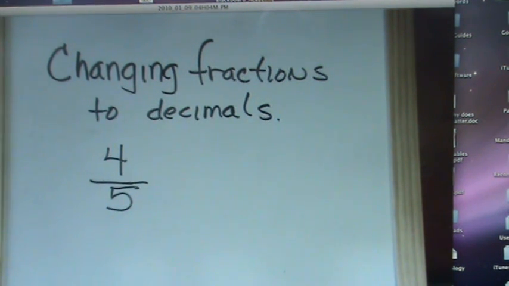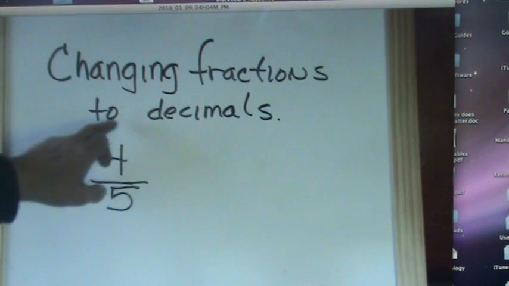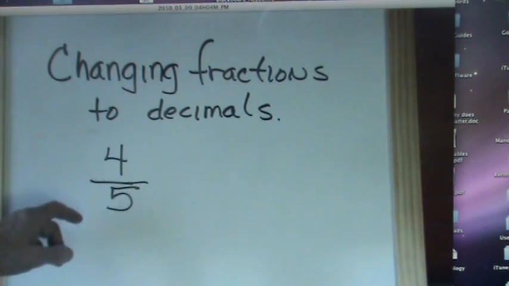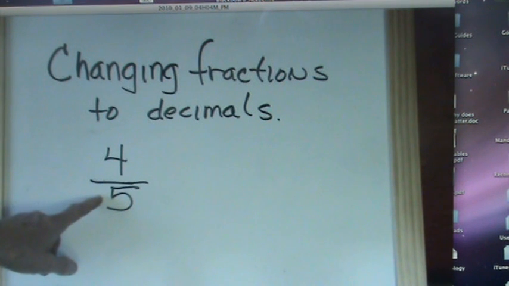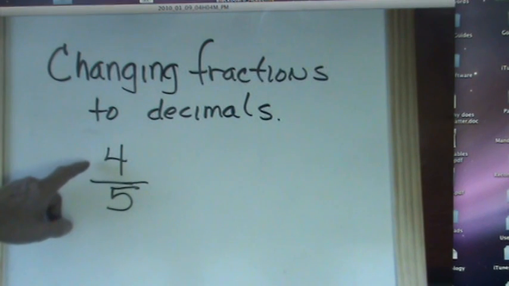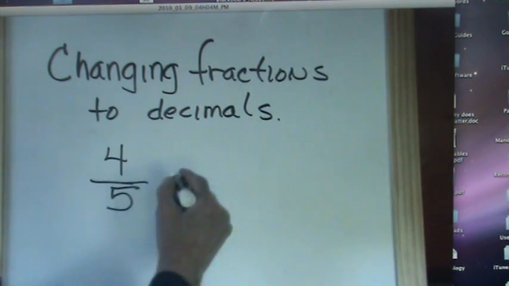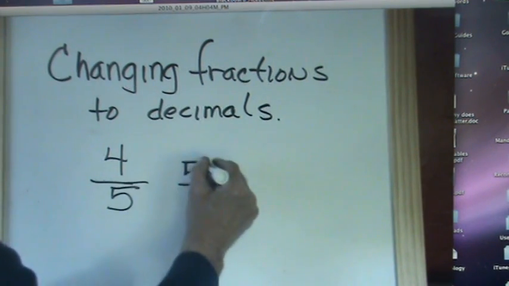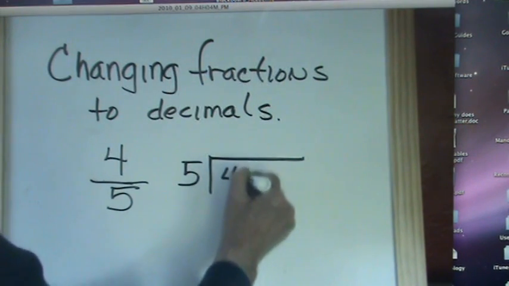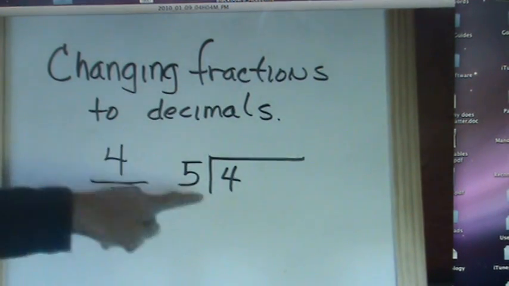Okay, well, if you are comfortable with long division now, then we can move on to changing fractions to decimals. And it's a very easy concept. To change any fraction to a decimal, you divide the denominator, the bottom part of the fraction, into the numerator, the top part. So to change 4/5 to a decimal, I divide. The denominator becomes the divisor, and the numerator is what I'm dividing into.